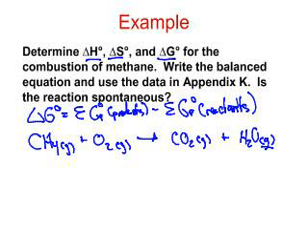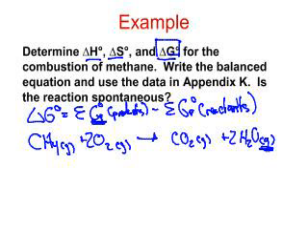The state matters. The free energy of formation in Appendix K is different depending on what state it's in. So be specific, be careful with your states. To balance this equation, we have to put a 2 in front of the oxygen and a 2 in front of the water, and now everything is balanced.